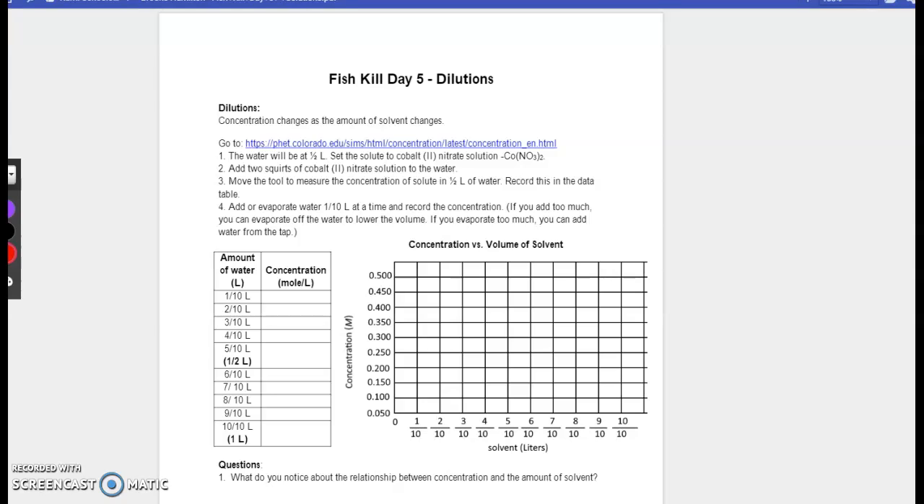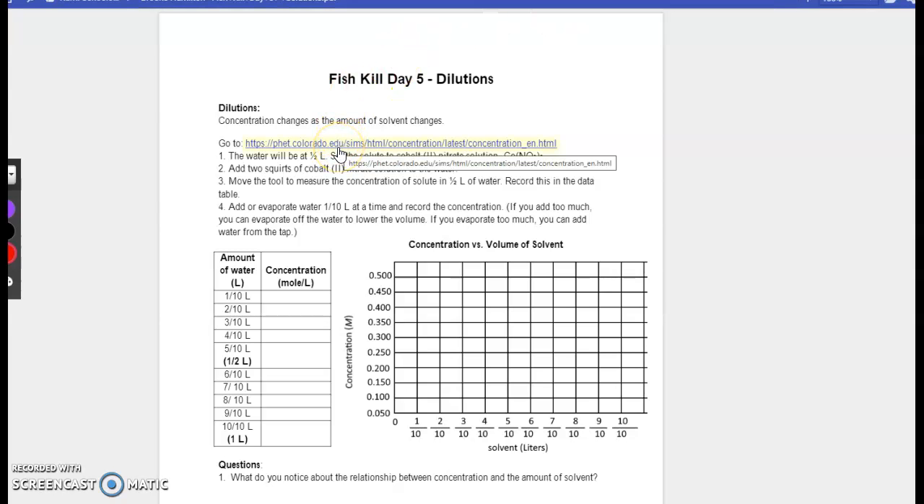Today we're going to be looking at fish kill day 5. This is a continuation of molarity and looking at concentration. We're going to be looking at dilutions. So thinking about the fish kill as pollutants, like aluminum as one of them, travels down the river, will it dilute or become more concentrated? What does that mean as it passes through more river water?